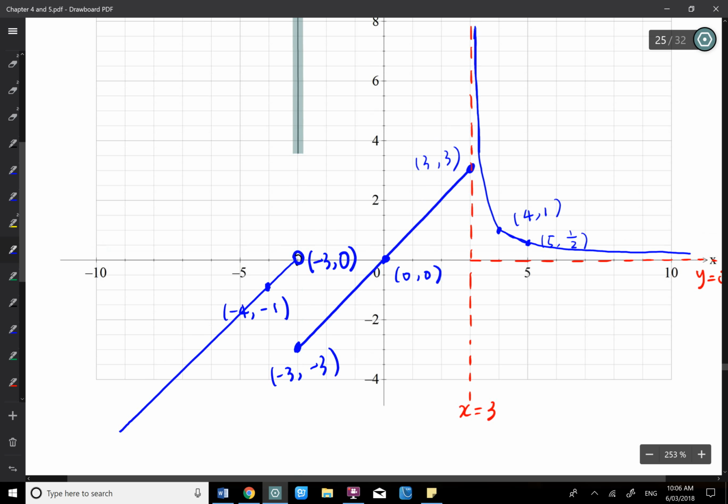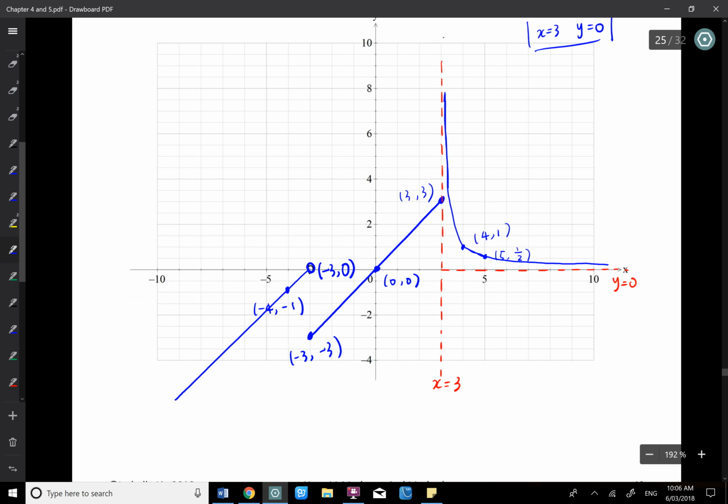Okay, I can get rid of this black line here already, so that will be the hybrid function.